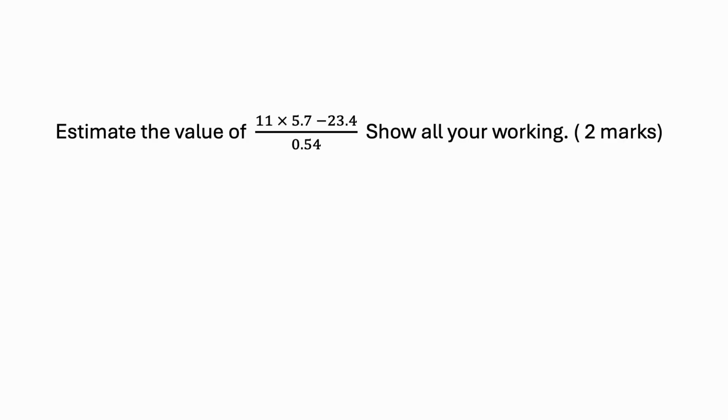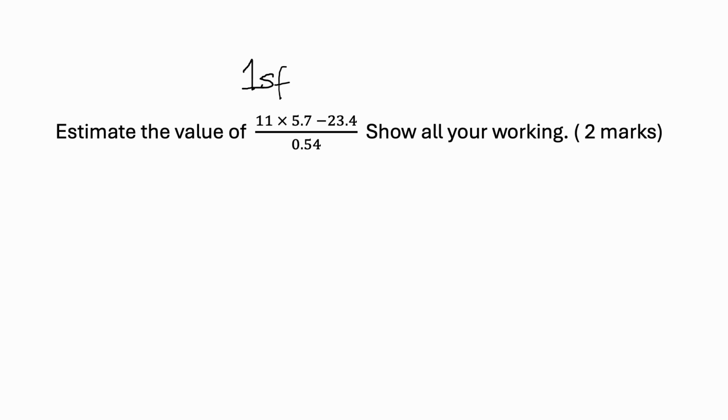So let's look at this example here. Estimate the value of 11 times 5.7 minus 23.4, all over 0.54. Show all of your workings. Okay, so let's round all of these numbers to one significant figure.